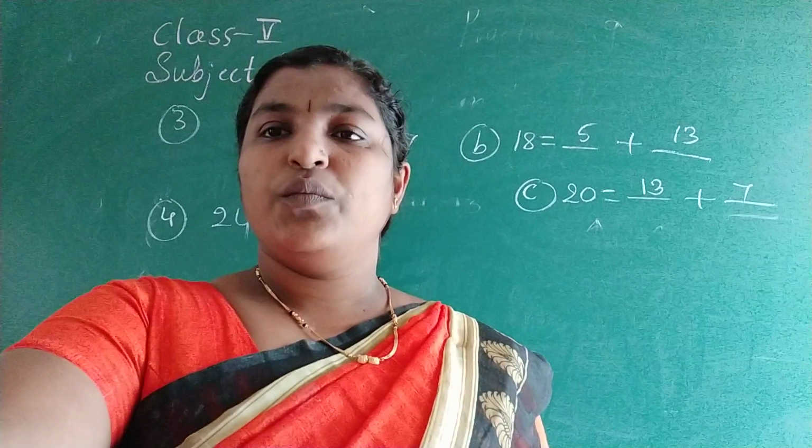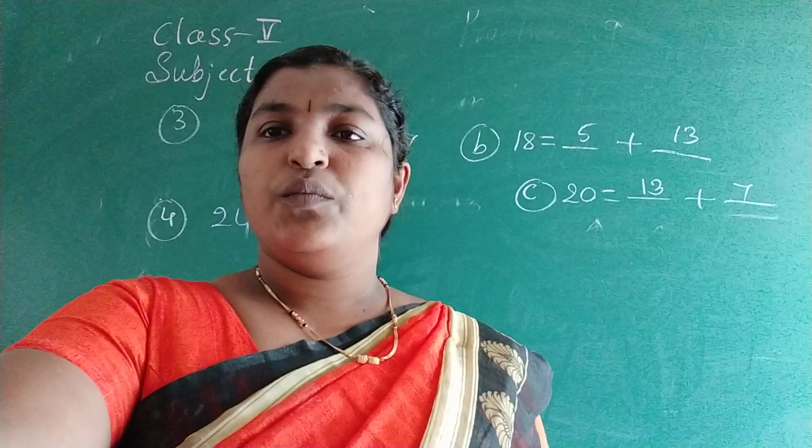Next, two prime numbers which differ by 2 are. So there are two prime numbers. If we subtract both, we will get 2 as an answer. So that is 3 and 5. So if we do 5 minus 3, we will get 2. So the difference is 2.